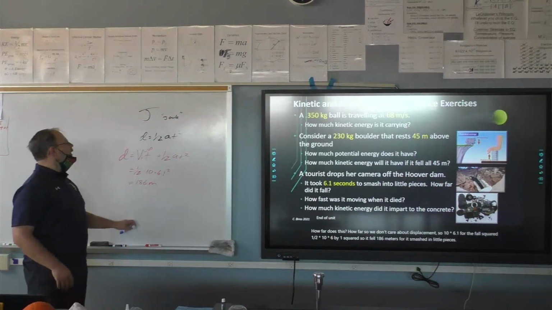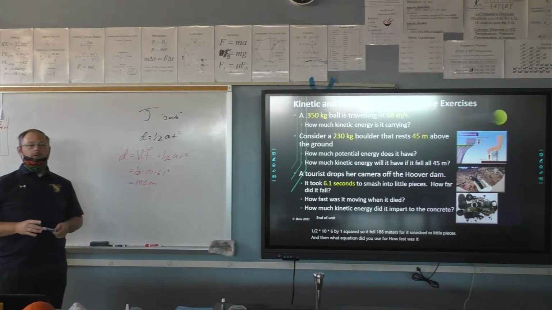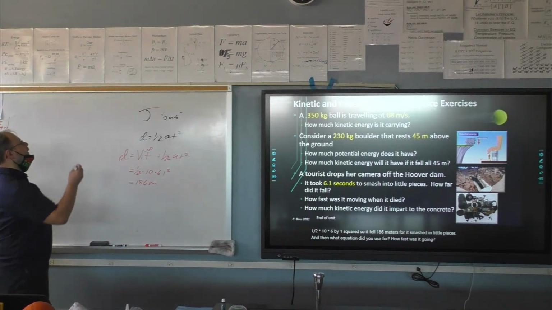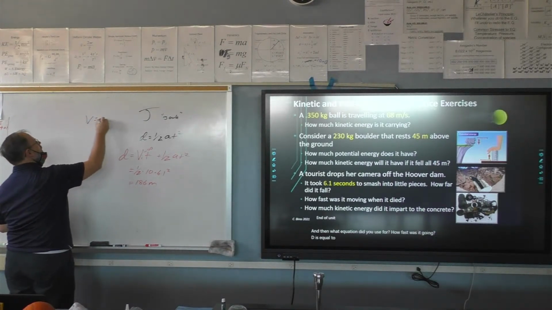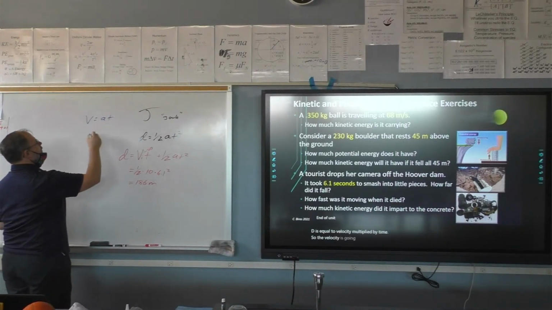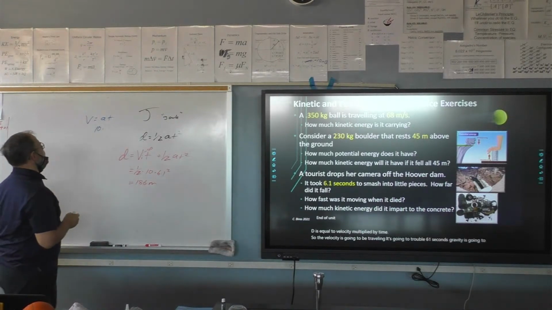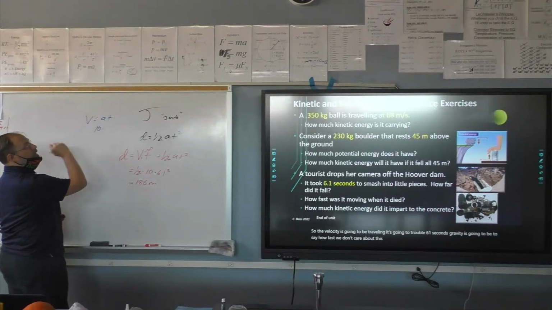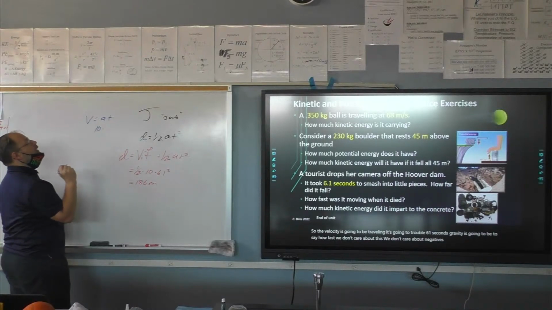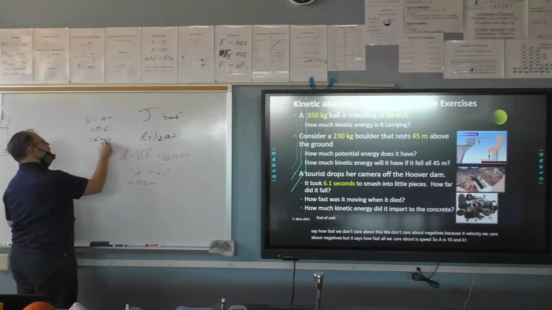And then what equation did you use for how fast was it going? D is equal to velocity multiplied by time. So it's going to travel 6.1 seconds. Does it say how fast? We don't care about speed, we don't care about negatives. If it said velocity, we care about negatives, but it says how fast, all we care about is speed. So A is 10 and 6.1, so 61 meters per second.